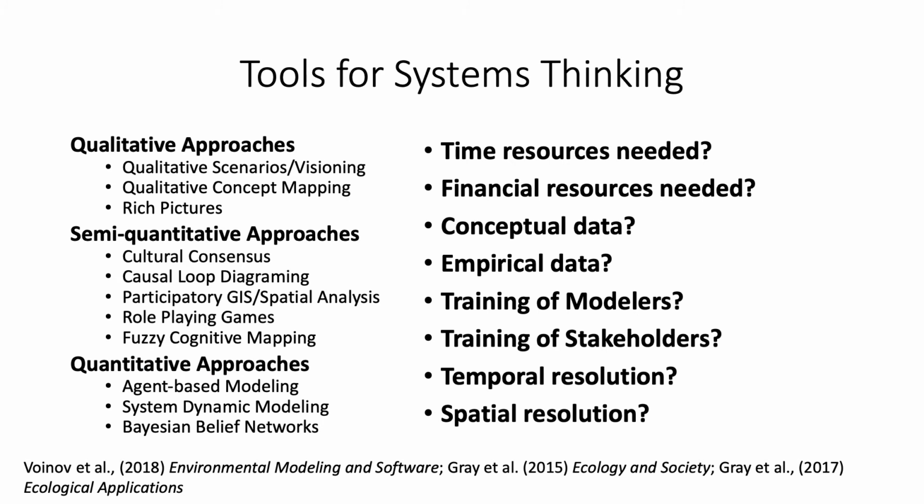So all of these different tools for system thinking have different benefits and different trade-offs, thinking about what your needs are for exploring different types of problems. So some of the considerations you might want to take into account are, what are the time resources needed? What are some of the financial resources needed? Are there conceptual data you need to grapple with? Are there empirical data? Do we need to be training modelers? Do we need to be training stakeholders? What is the temporal resolution and what is the spatial resolution?